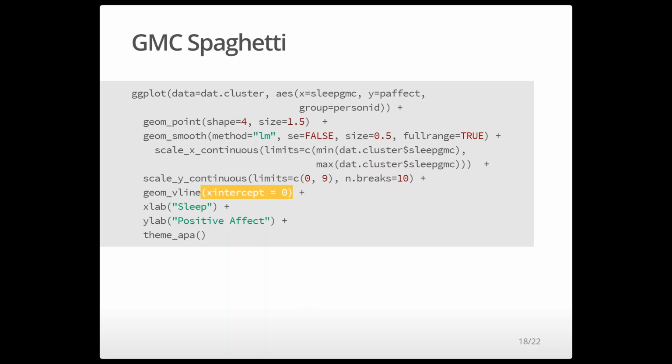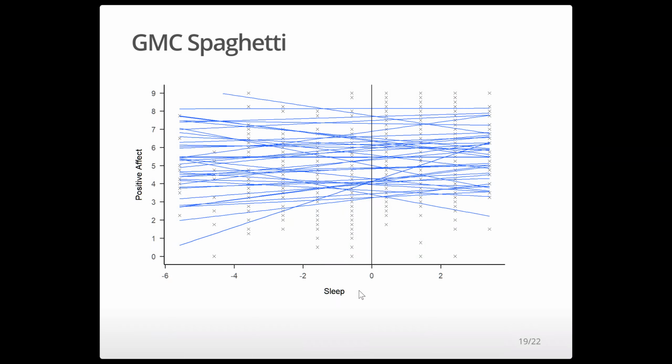And I want to be able to visualize the actual x-intercept. So I'm drawing a vertical line with geom_vline with xintercept equals 0, so we can visualize that. And this is what it looks like. So we see we have a vertical line here at 0. This is our intercepts. Before, our intercepts were over here, and you can see that there's much more variability in these intercepts. And here there's much less variability in the intercepts because they're all bunched together in the middle.